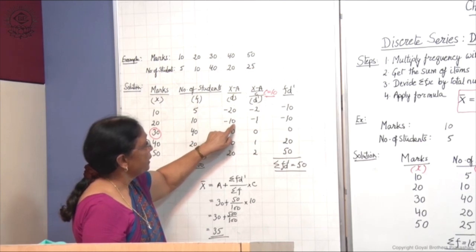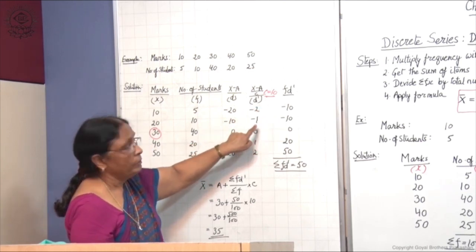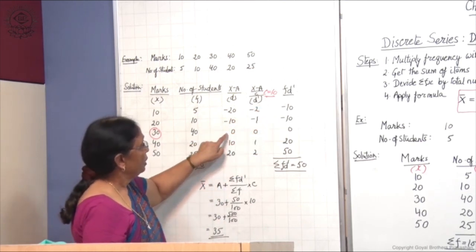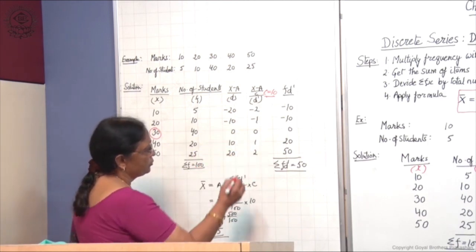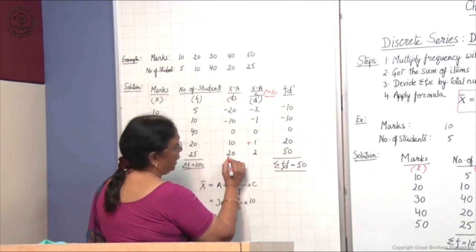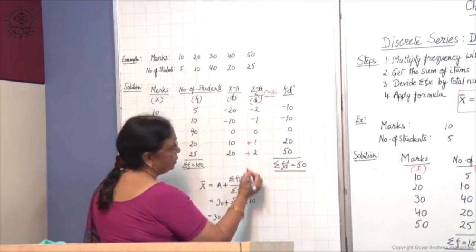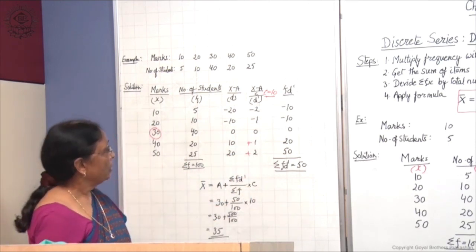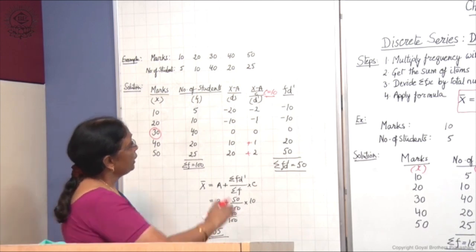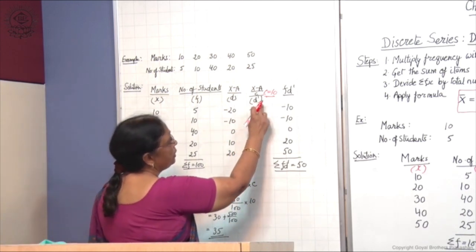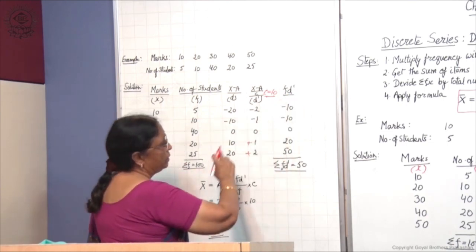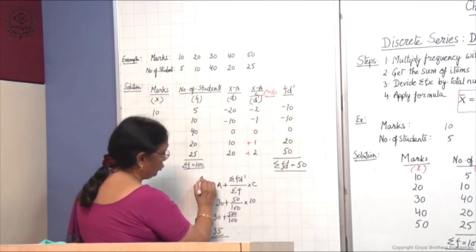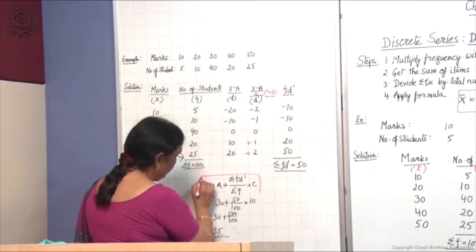Same way minus 10 divided by 10 we get minus 1. Then 10 divided by 10 we get plus 1, and 20 divided by 10 we get 2, right? Now next step, this is D dash column. Next step is FD dash. This is according to the formula given to you. You have to make the columns.